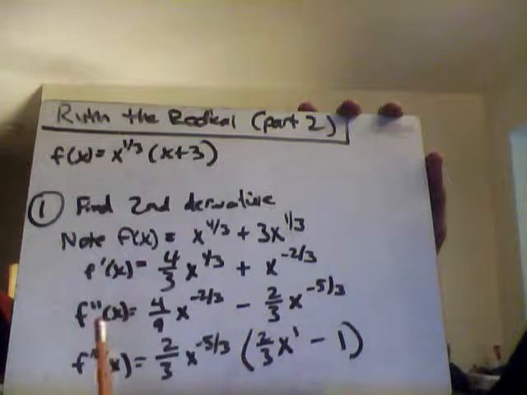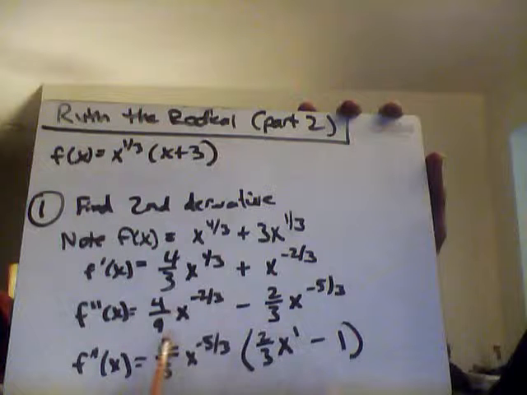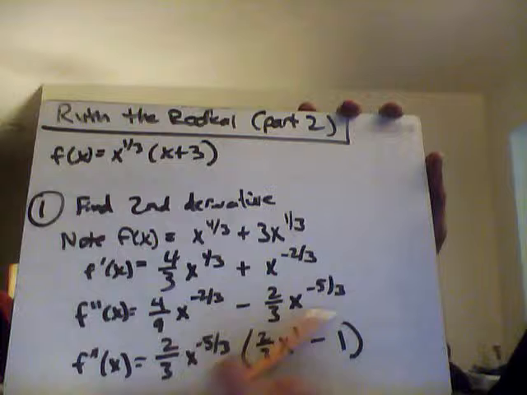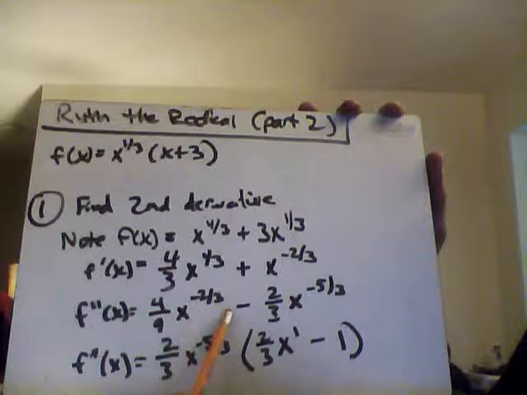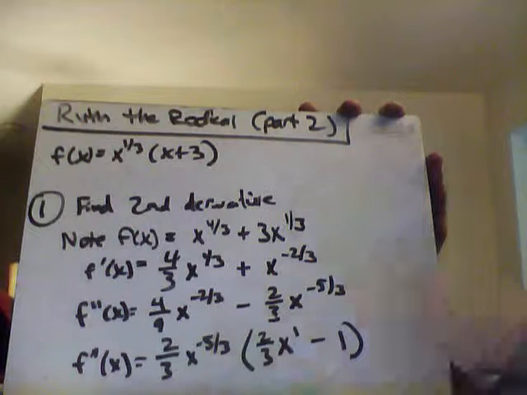It'll be helpful when we find our critical points to actually have this factored out. Notice we can take out a 2/3 from both parts and an x to the negative 5/3, which is the lowest power from both parts. When we do that, we're left with an extra x right here, 1x less. So therefore we're going to end up with 2/3 x to the negative 5/3 times (x minus 1) when we factor out.